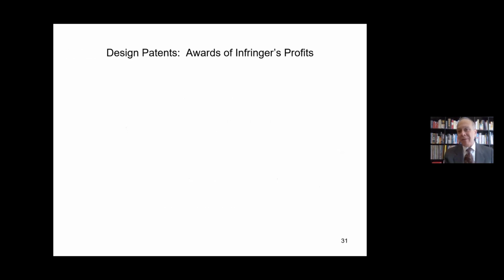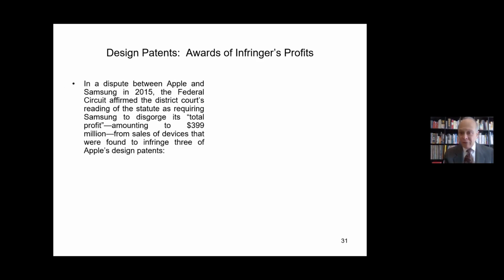So none of this seemed all that terribly important for a long time, because in design patent litigation, damages were typically fairly small, but that has begun to change. So in 2015, in one of the cases between Apple and Samsung, the Federal Circuit affirmed the district court's reading of the statute as requiring Samsung, which had been found liable for infringing 3 design patents, to disgorge its total profit, amounting to $399 million, from sales of devices that were found to be infringing.